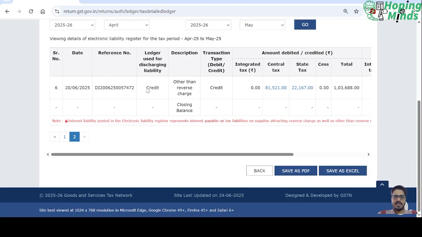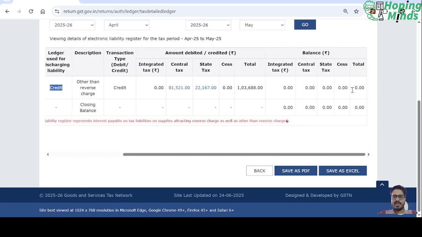Then for the balance liability, we have used credit. Here you can see credit. So we have used the credit of 81,521 against central tax and 22,167 against state tax. Total liability paid through credit is rupees 1,03,688. Then again our balance liability gets down to 0. So this is the electronic liability ledger, and this is how it works.